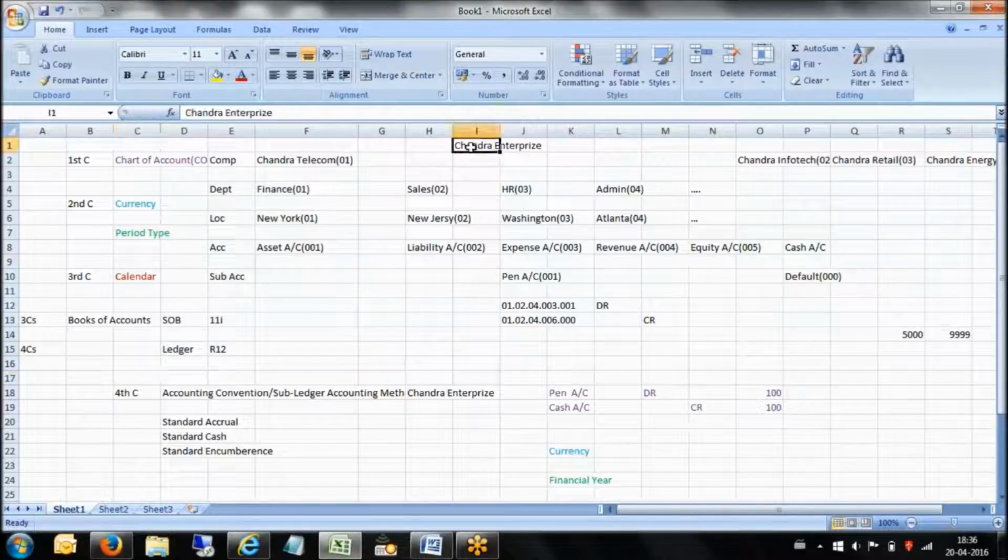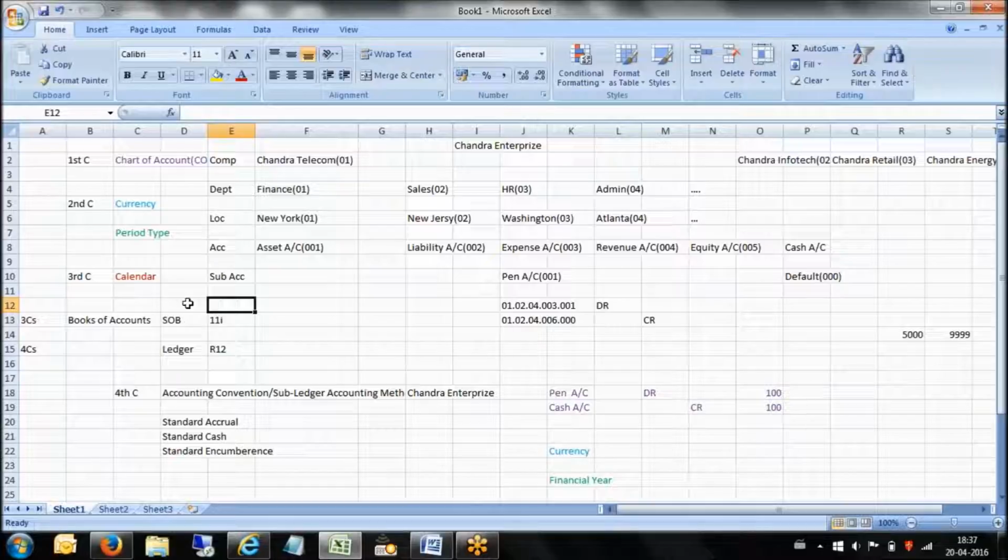Now, Chandra Enterprise says that based on these 1, 2, 3, 4, 5 segments, I want to record financial transactions. There may be Vijay Enterprise who says no, I want product line also, so one more segment, product. There may be another XYZ company who says we are a project based company, we want project also as one of the segments. So one more segment. Up to 30 segments you can define. This is the limit given in Oracle applications.